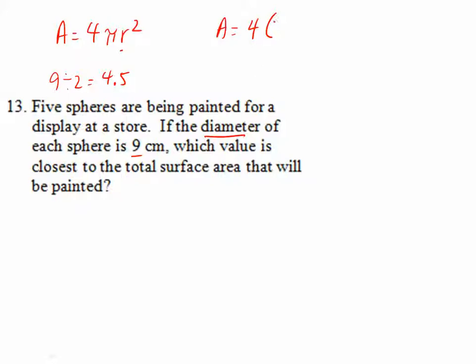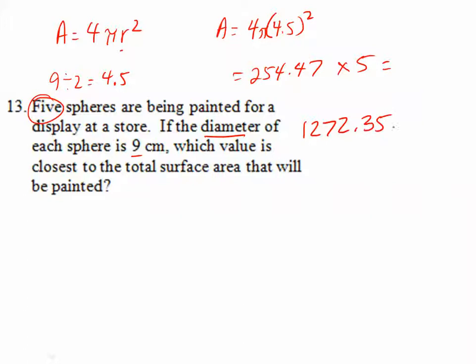Area is 4 times pi times the 4.5 squared, and when I plug that into my calculator, I get 254.47. Now that's for one sphere, but it says here that I have 5 of them, so I need to multiply that times 5, and I get 1,272.35, and my units are centimeters squared because it's area.